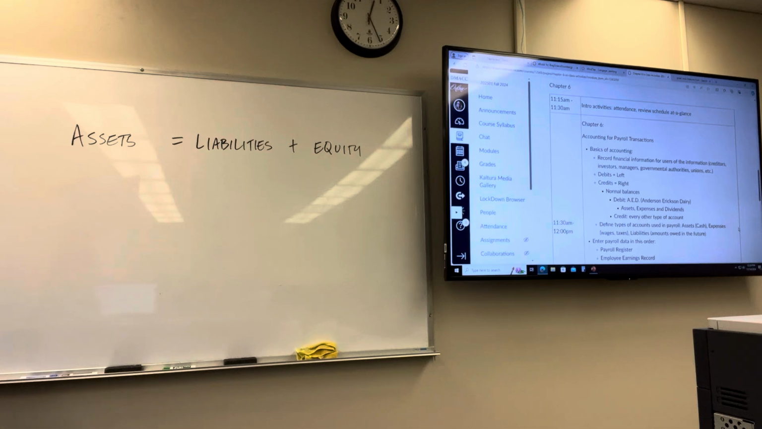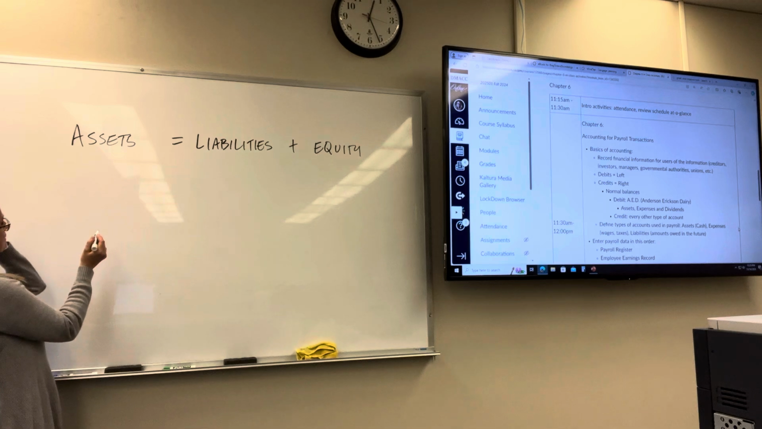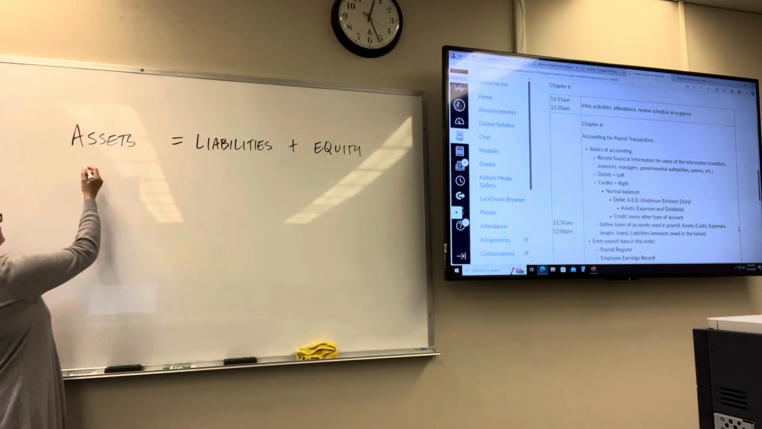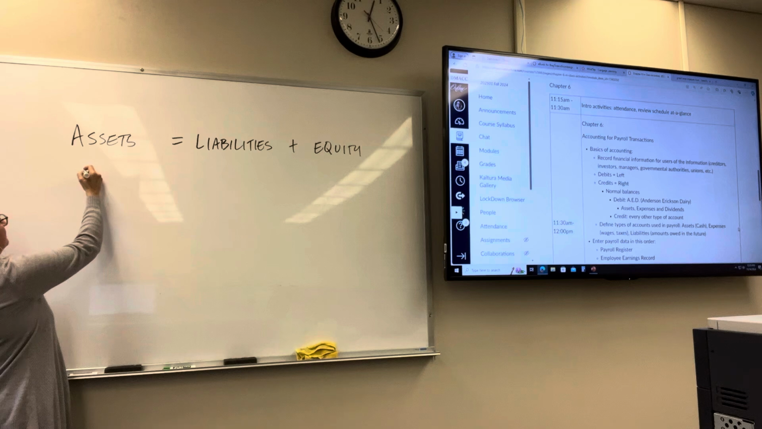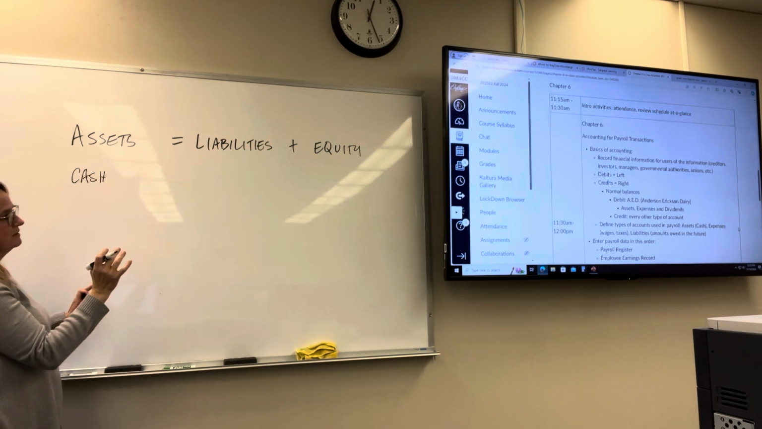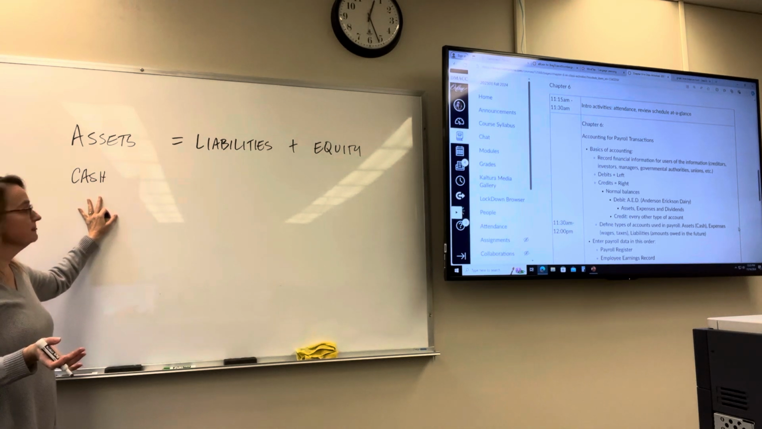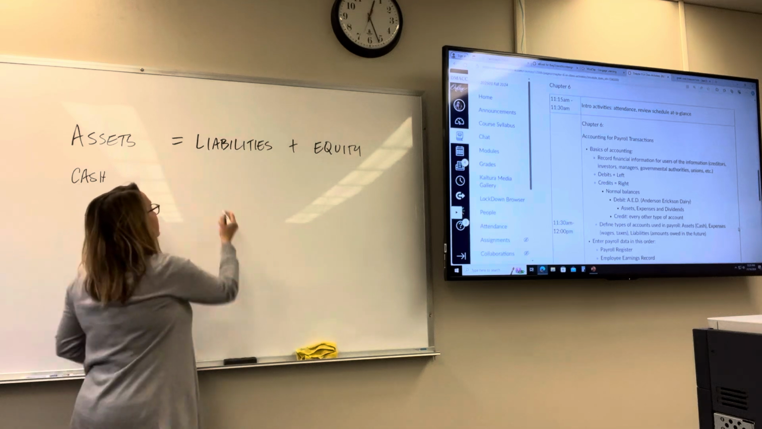So we have these normal balances for the accounts. Oh, I should say, so assets, let's think about asset accounts. We're talking about, for the most part in here, I don't think there are any others. We're talking about cash. Cash is an asset, right? Liabilities, anything with a payable.